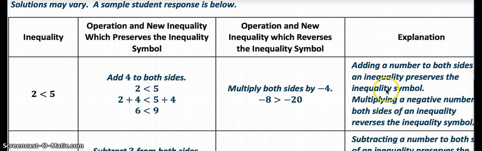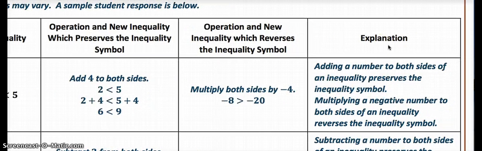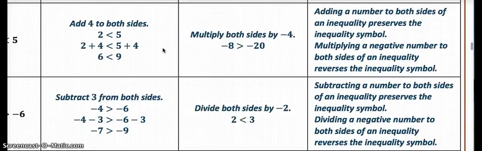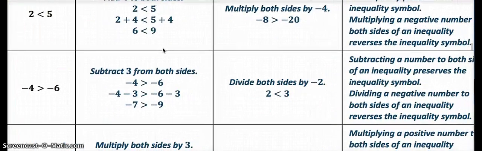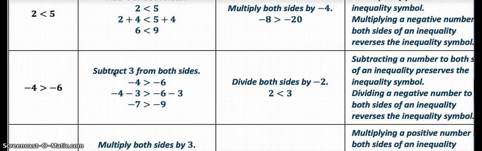And then you need to make sure that you've got a good explanation. Adding a number to both sides of an inequality preserves the symbol, using that vocabulary that we used in class. Multiplying by a negative number to both sides of the inequality reverses the symbol. So you're to do the same thing all the way down. You come up with the operation like subtracting something from both sides, and that would preserve your symbol. Or you could divide both sides by a negative number, and that would reverse your symbol.